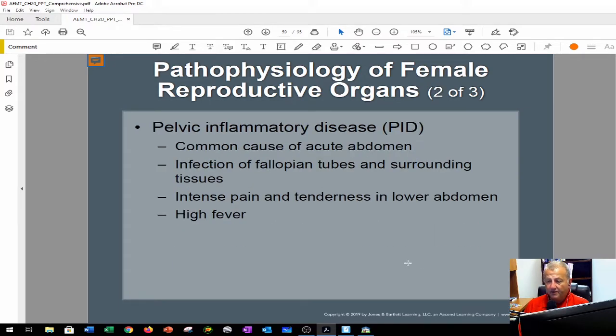Pelvic inflammatory disease. This is an infection usually of the fallopian tube or surrounding tissue. Lower abdominal pain, pelvic type pain, fevers sometimes, and it can be from mild to a high fever depending on how bad that pelvic inflammation has become.